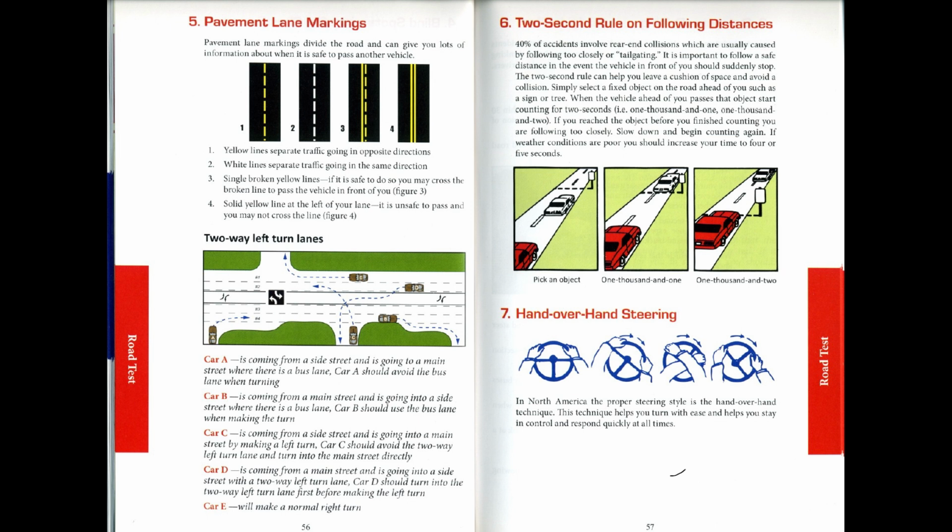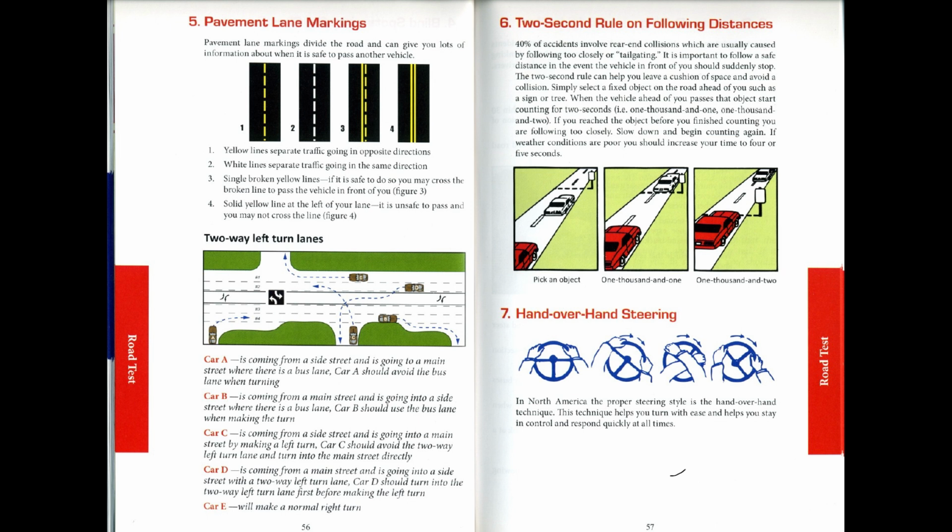Single broken yellow lines. If it is safe to do so, you may cross the broken line to pass the vehicle in front of you. Solid yellow line at the left of your lane. It is unsafe to pass and you may not cross the line.